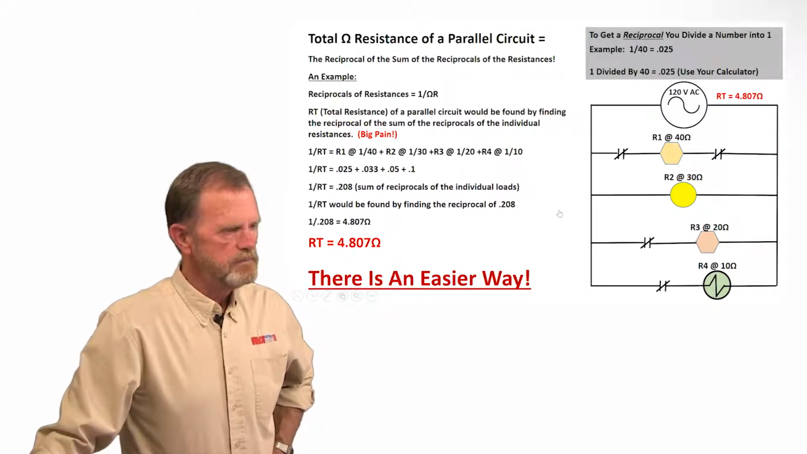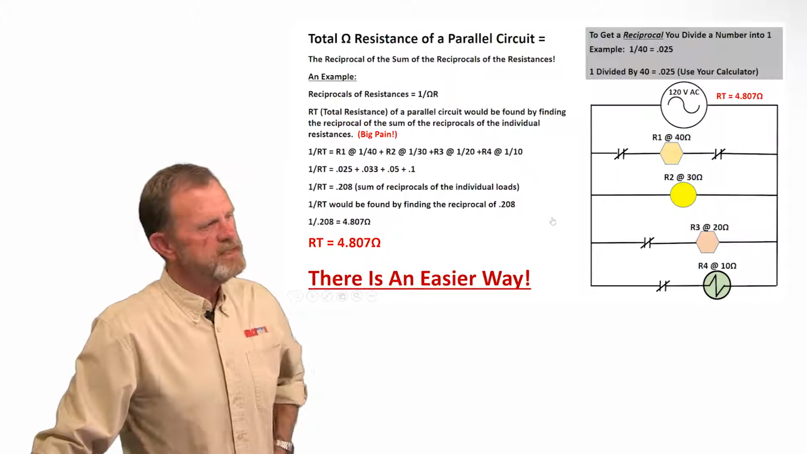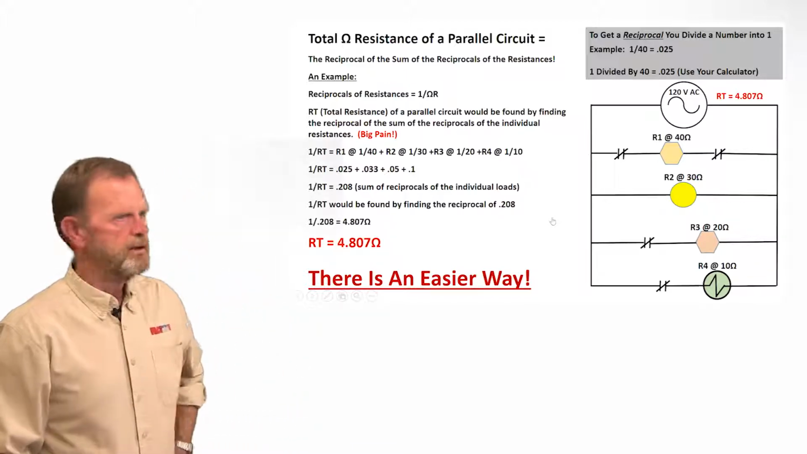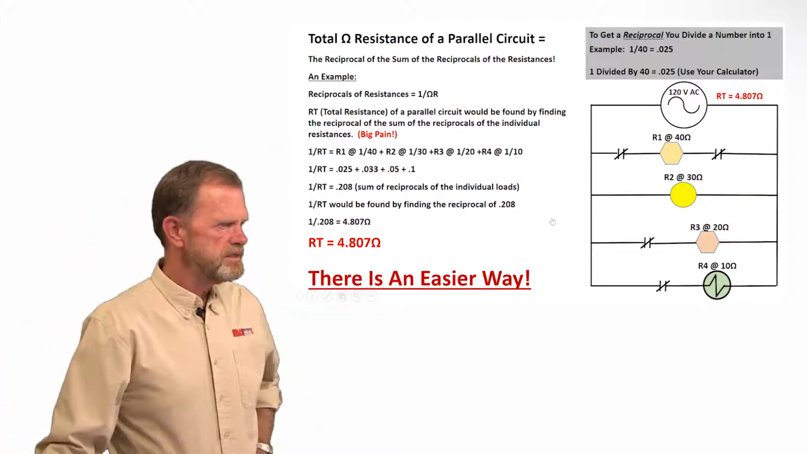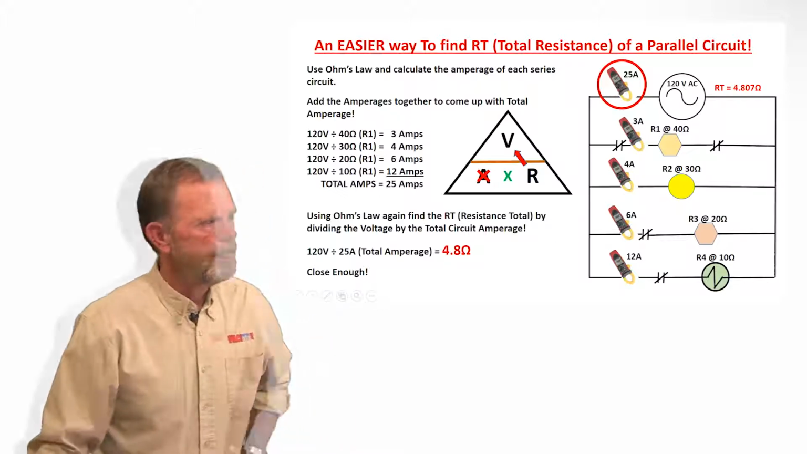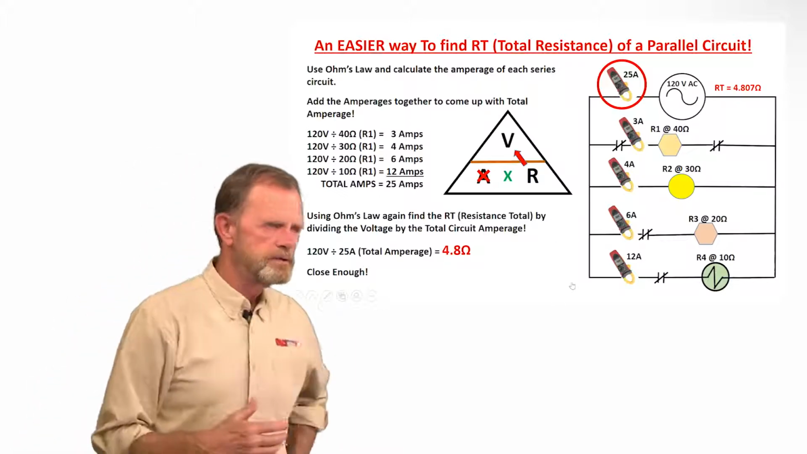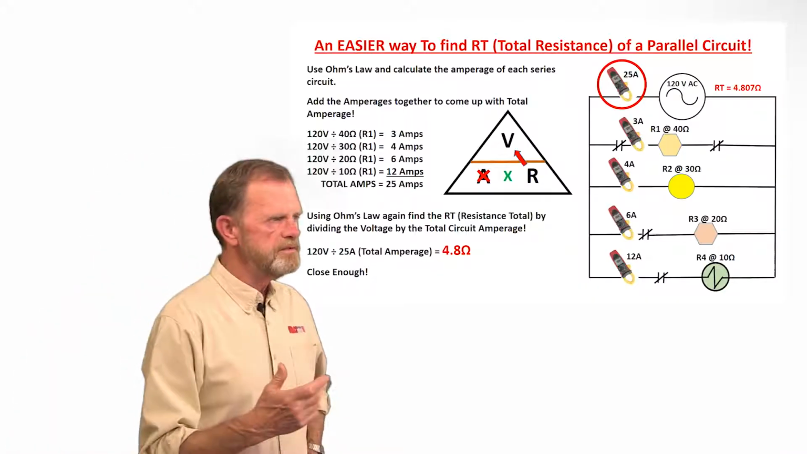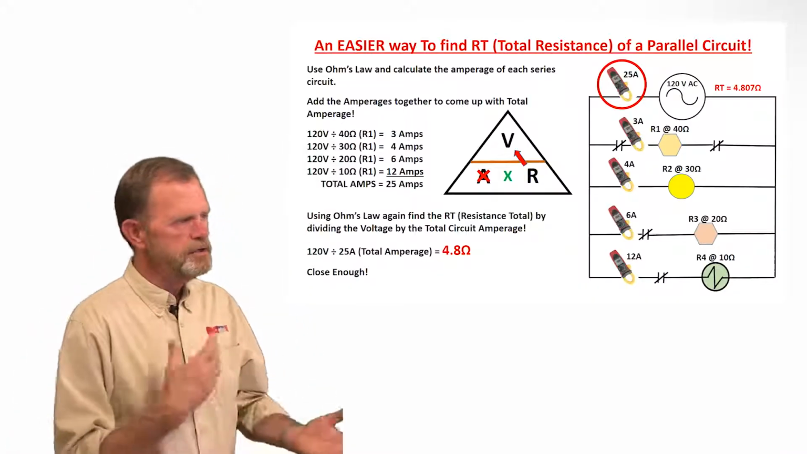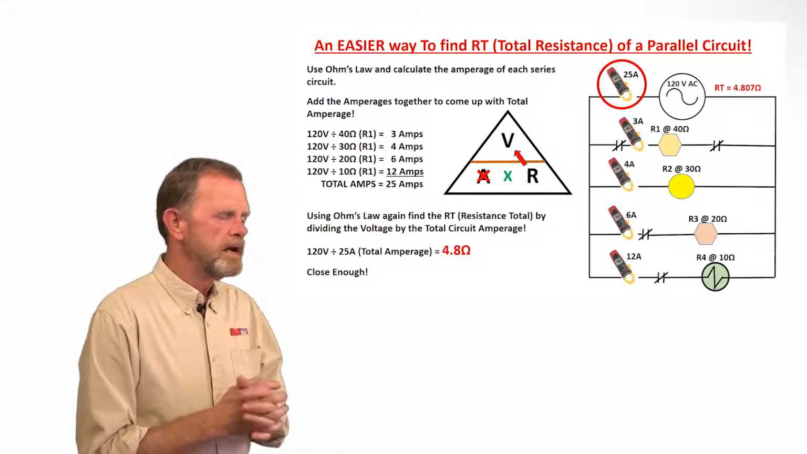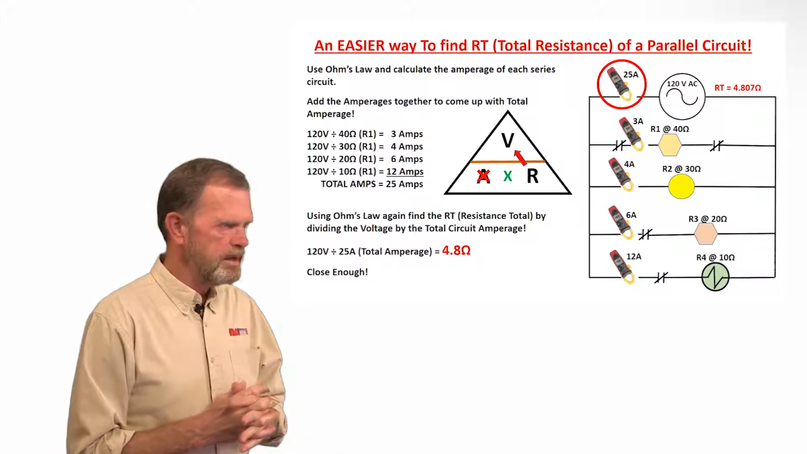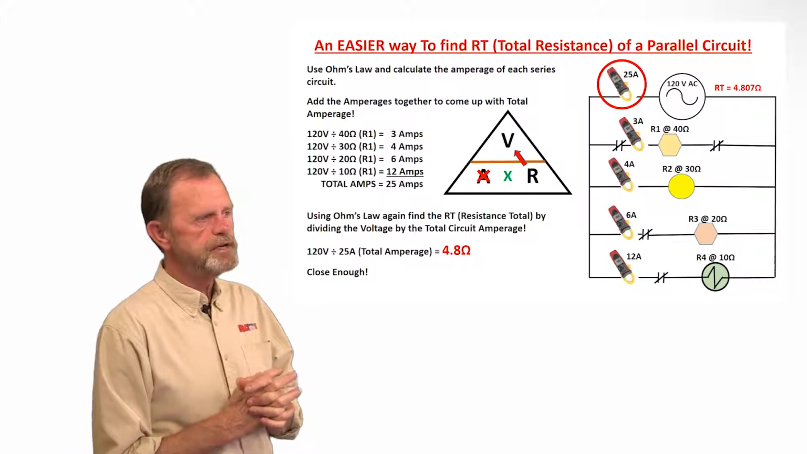Now, as you can see at the bottom of the slide here, I said there is an easier way. There is an easier way. So let's take a look at the easier way. Unless you really get into doing reciprocals or finding the reciprocal of the sum of the reciprocals like we just went through, you can do that all day long. That's more power to you, Daddy-O. But there is a different way, and the other way is to continue to use Ohm's law, like I have here in this slide, and calculate the amperage of each series circuit.